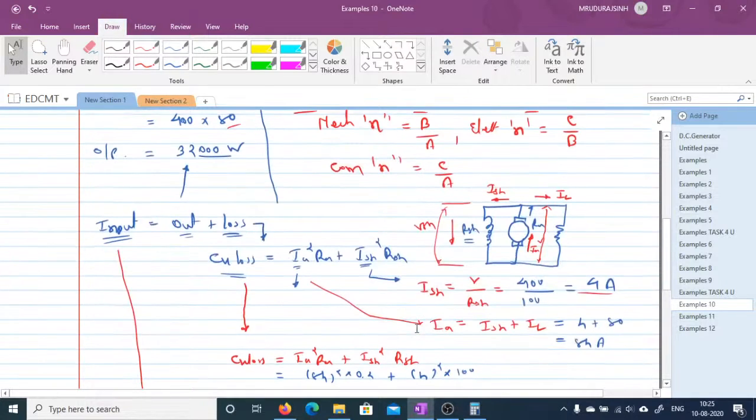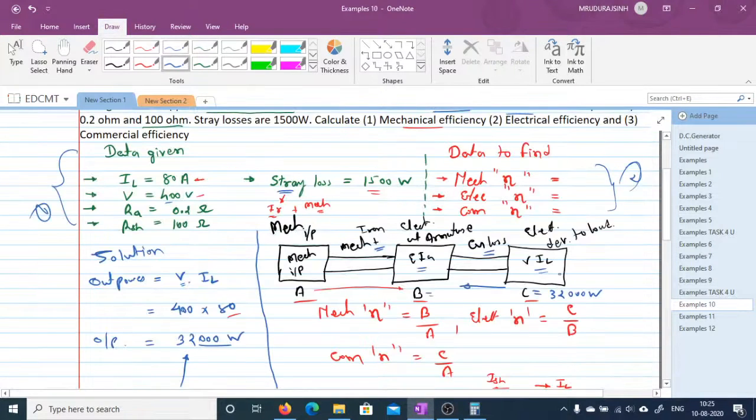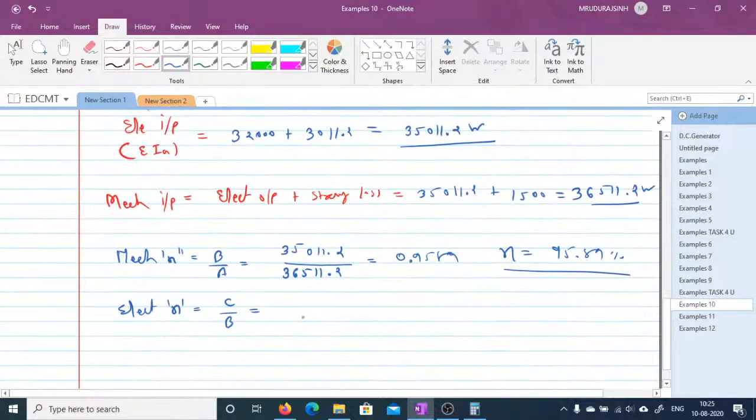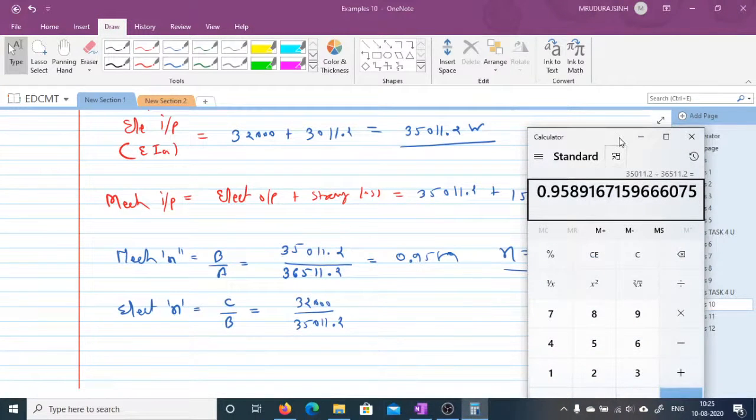Now we'll go for next, which is electrical efficiency, which is C by B. Electrical efficiency is C by B. So C is our final electrical output, right? What is C? C is our final electrical output, which is 32,000 watt. And the input for that is electrical input 35,011.2. So now let's just calculate this thing.